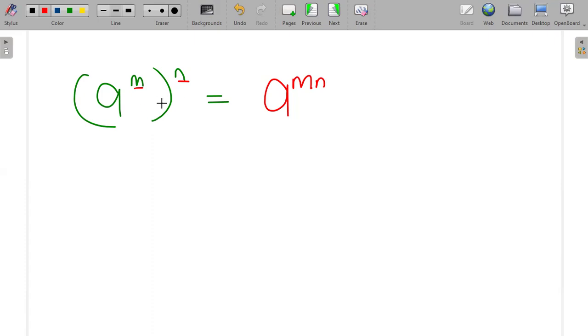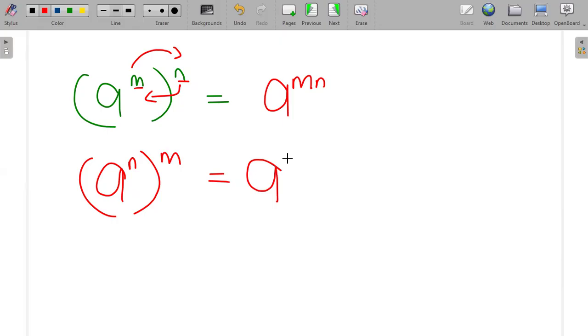Also here, you can do what we call a switch of the powers. If I have a to the power m, all to the power n, I can also write this by taking the n inside and the m outside. So it will be a to the power n, in brackets, to the power m. When I multiply those two powers, it's still going to be mn. You can see these are equal. So a to the power m and then to the power n is the same as a to the power n and then to the power m, because we are multiplying these powers, and multiplication is commutative.